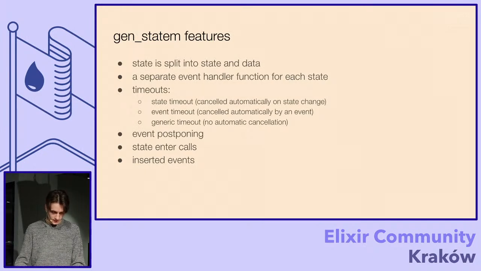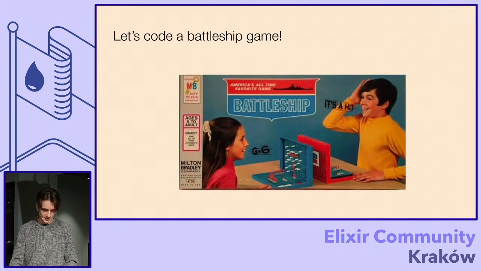And with generic state machine, you can have purely internal events, which means that the state machine can emit events to itself. So these are the most important features described briefly. I won't go deep into them because that's what documentation is for. Instead, I'm going to code a sample state machine to showcase its most important features.